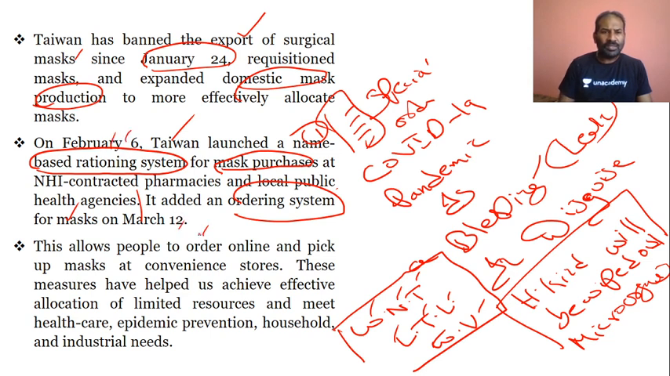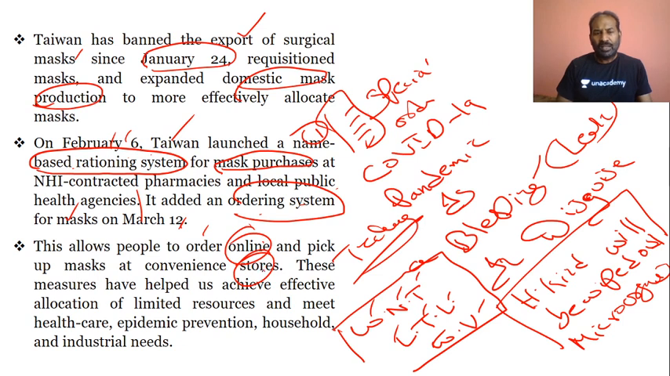That means during this time the containment of the virus has been taken into consideration. And then this is online, and you can pick up masks at your convenience stores. So definitely technology is used here, again trying to make sure that there is a name-based rationing system, and then an ordering system online, and then you can go ahead with picking up the masks which you have ordered near your convenience stores.